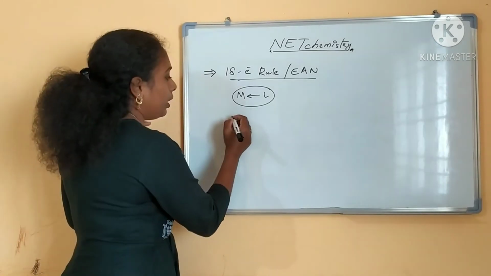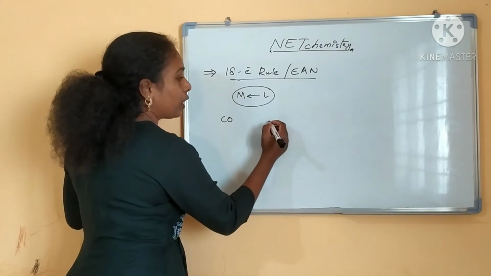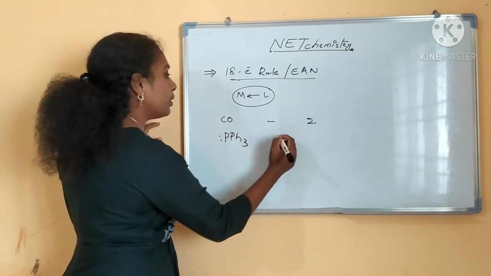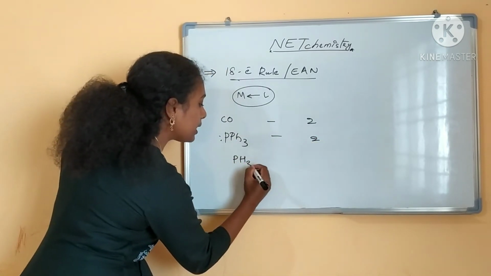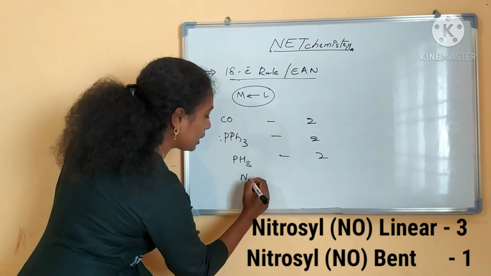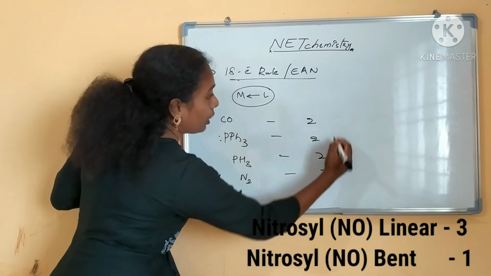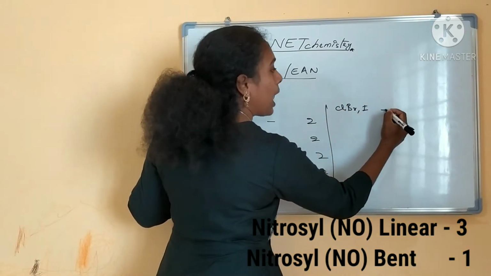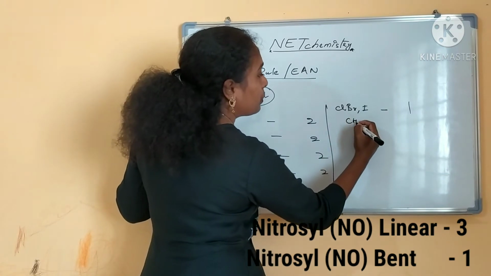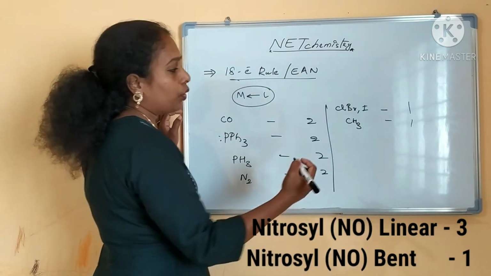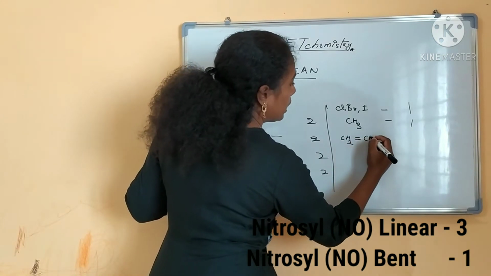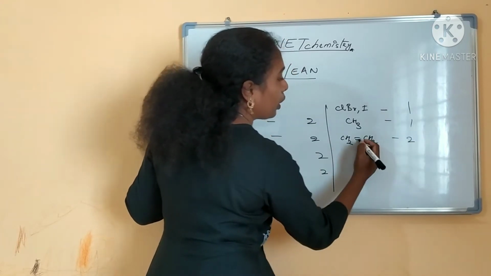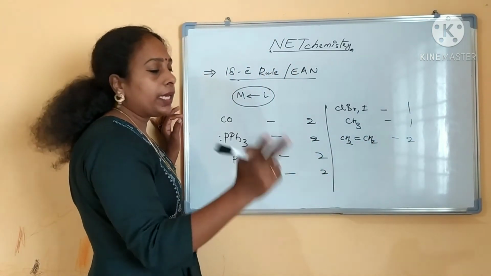I am writing the number of electrons donated by each ligand. CO will donate 2 electrons. Dinitrogen complex will donate 2 electrons. Chlorine, bromine, iodine, all halogens, will donate only 1 electron. CH3 will donate 1 electron. CH2=CH2 will give 2 electrons, from its pi orbital.